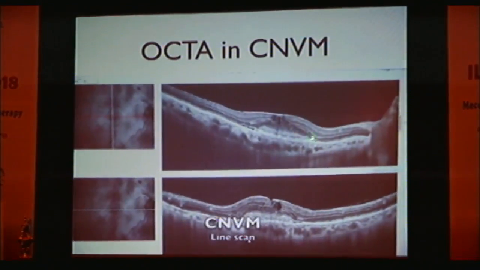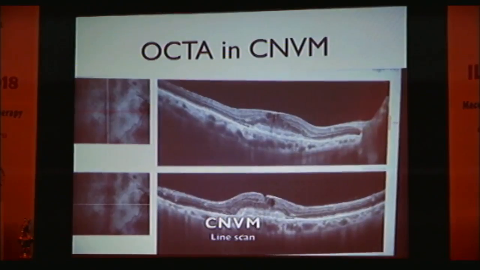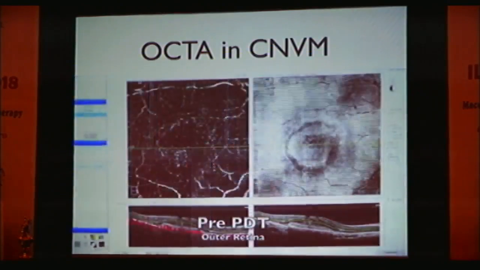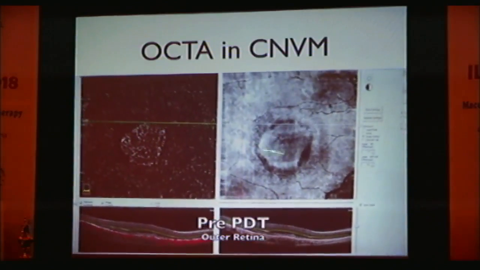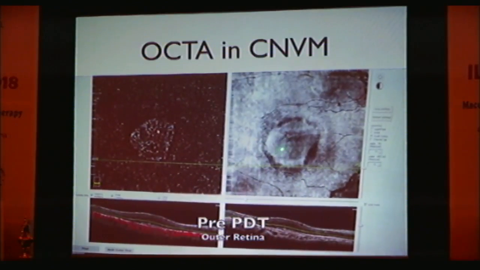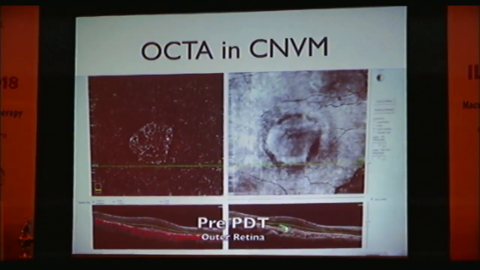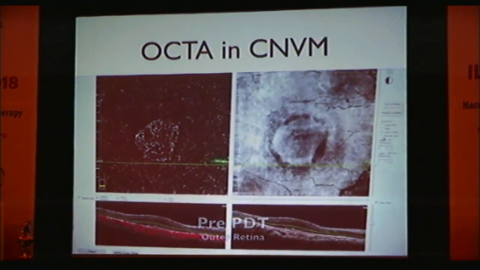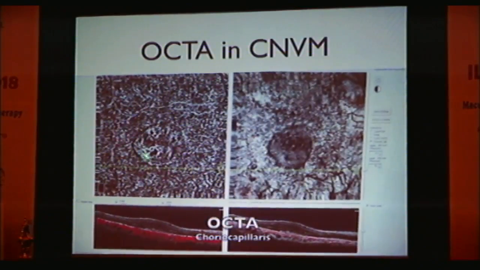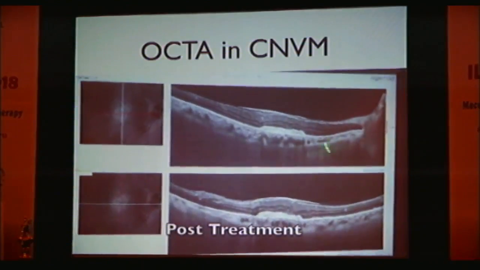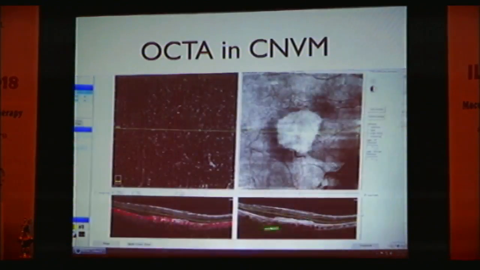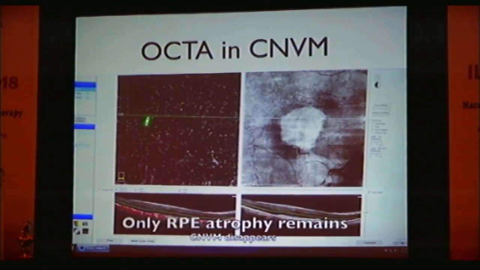A 70-year-old female with CNVM, line scan, and there was a sign of edema. So this is the outer retina, and the choriocapillaris. So after our treatment, the patient is definitely better.